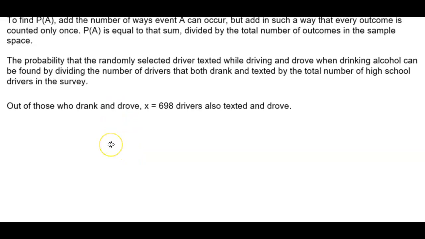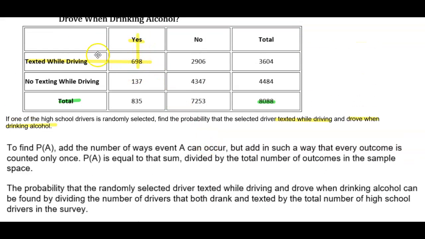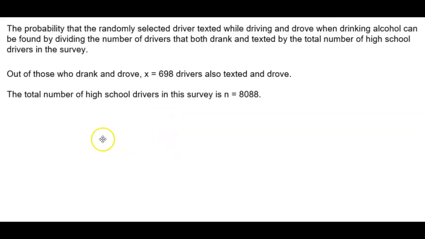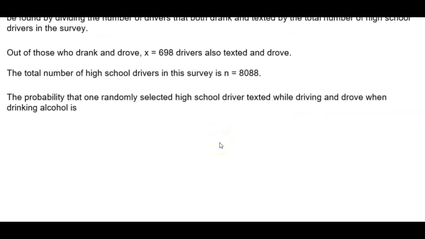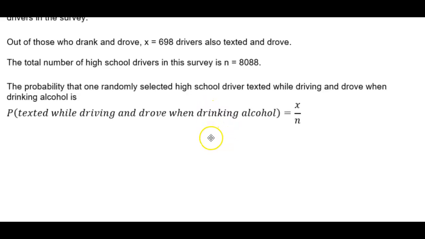Out of those who drank and drove, X is equal to 698 drivers who texted and drove, and you can see that here. So we know that's what that result equals, and the total number of high school drivers in this survey is N, which is equal to 8,088. Now the probability that one randomly selected high school driver texted while driving and drove when drinking alcohol is the following.